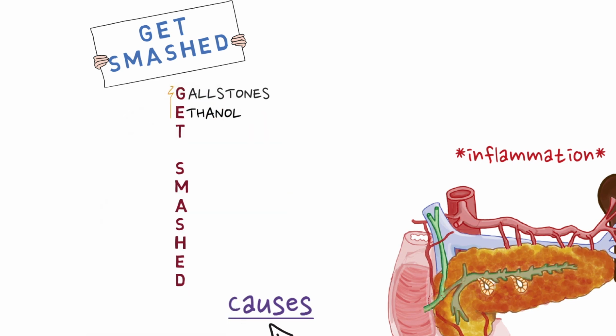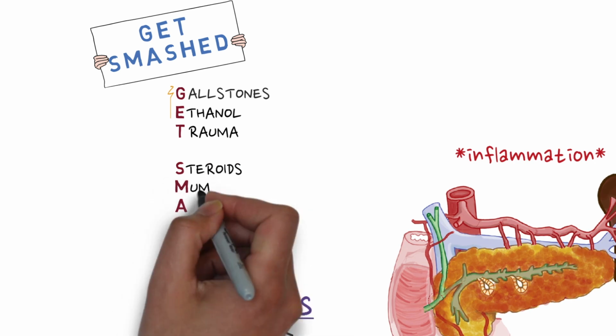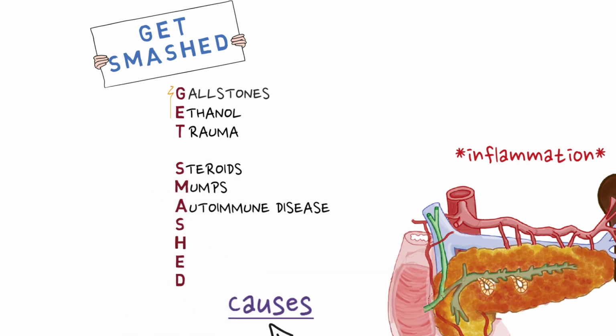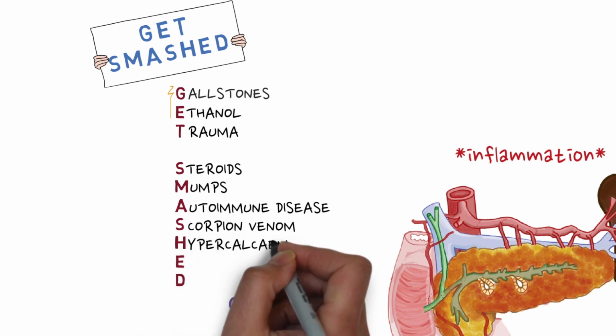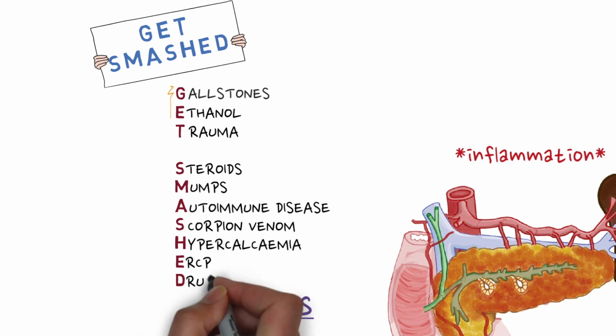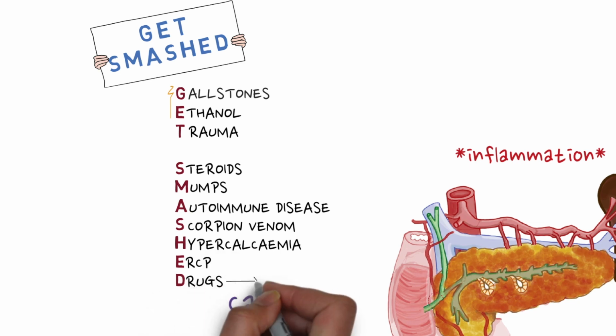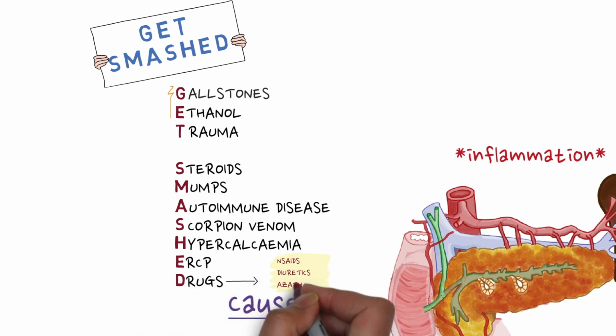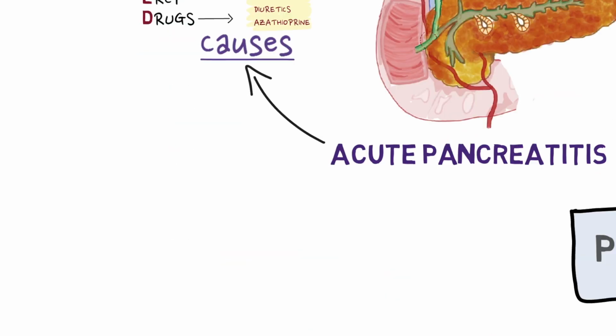After this, other causes are trauma, steroid use, mumps, autoimmune disease, scorpion venom, although this is rare, hypercalcemia or hypertriglyceridemia, ERCP, and drugs, specifically including NSAIDs, diuretics, or azathioprine.